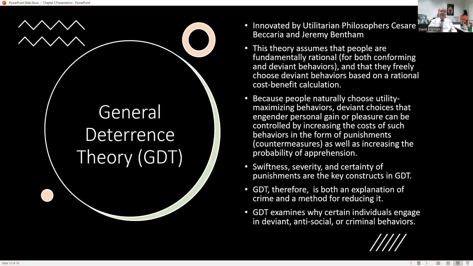Second theory, general deterrence theory. This is a utilitarian theory.